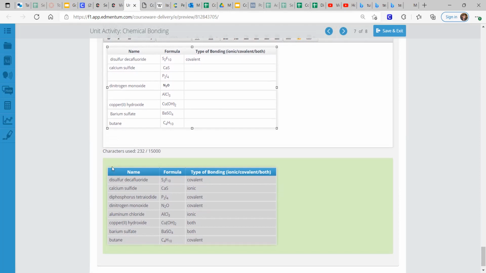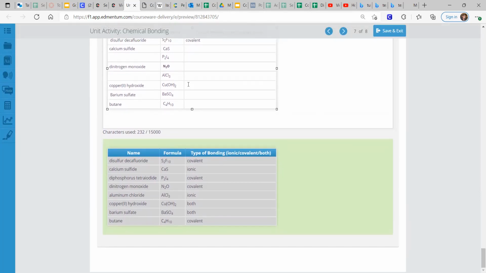And oh, you can see the rest here. We have diphosphorus tetraiodide for the 3rd one. And then we have aluminum chloride for the 5th one. And then it shows you the types of bonding. So if there are 2 nonmetals, you're going to get covalent bonding. If it's a metal and a nonmetal, ionic. And sometimes you'll have both, as is the case in copper 2 hydroxide and barium sulfate. So you get both.